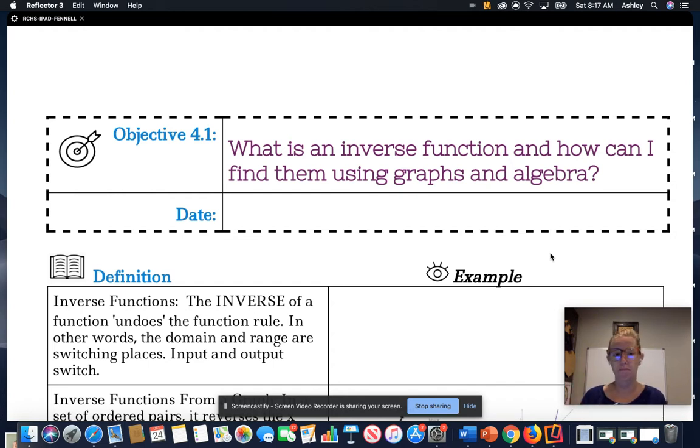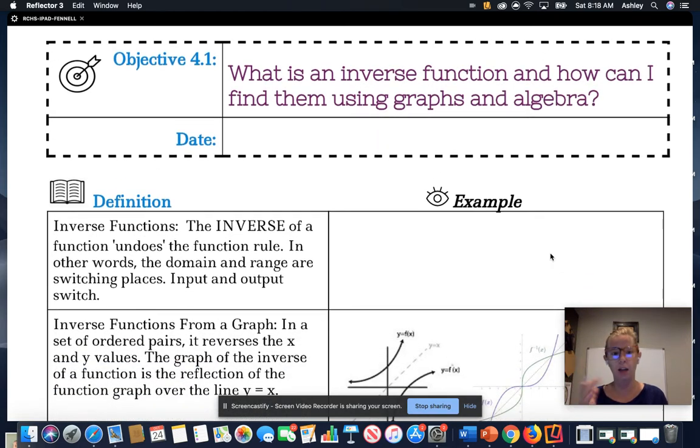Today we're going to talk about inverse functions and how we can find them in a variety of different ways, depending on what we're given, right? So an inverse function is basically a function that undoes another function. If we plug an input into one function and get some output, and then plug that output into the inverse, we get the input that we started with.